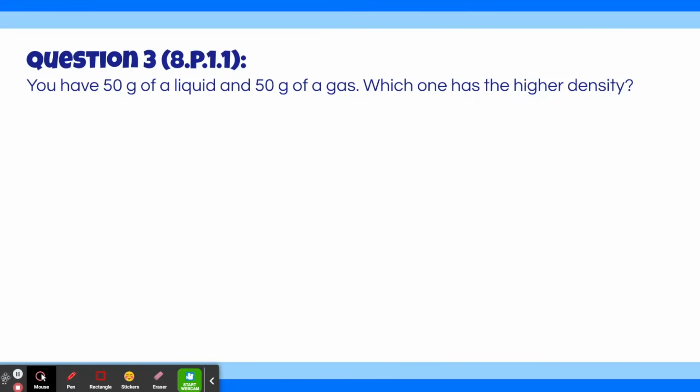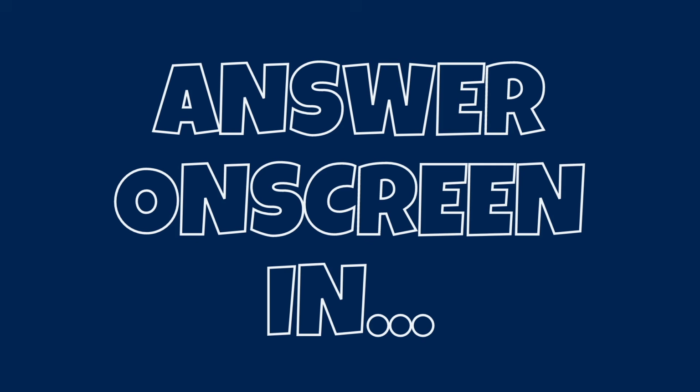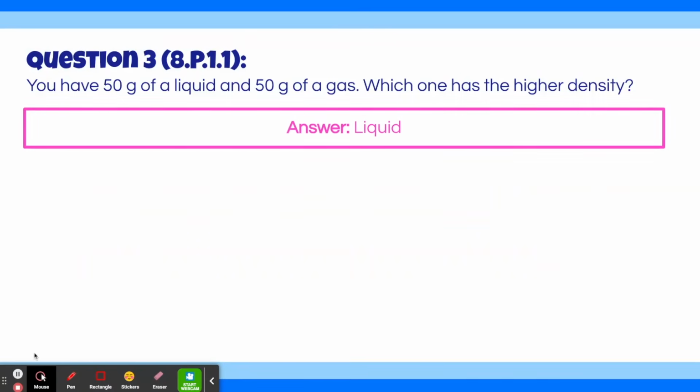Question 3. You have 50 grams of a liquid and 50 grams of a gas. Which one has the higher density? I'm going to give you a couple seconds to try this out before I put the answer up. Okay, I'm going to go ahead and put the answer up. So the answer to this question is the liquid.